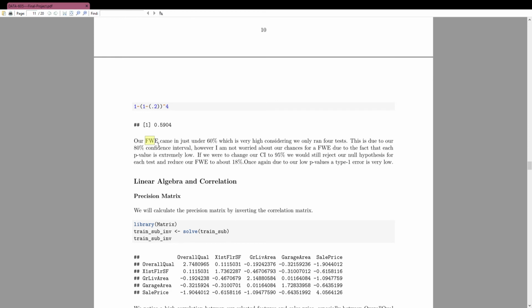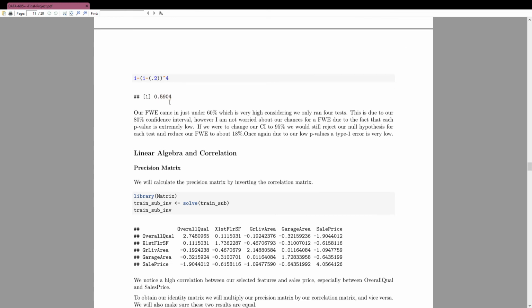And I guess just to touch upon the family-wise error too, this is kind of giving you a percentage of the likelihood of a type 1 error, which is a false positive. So it's pretty important to keep this pretty low. Or, sometimes you don't have a choice.